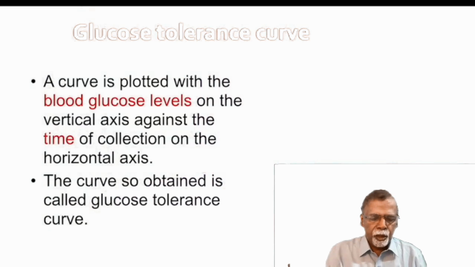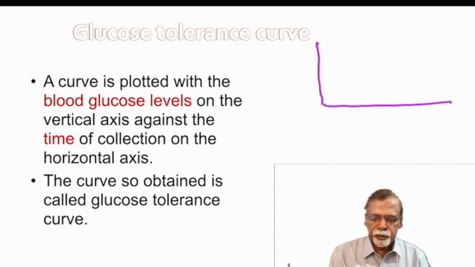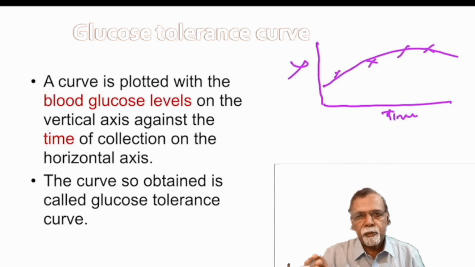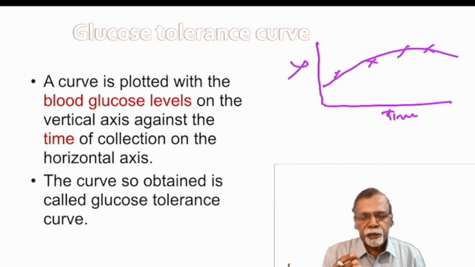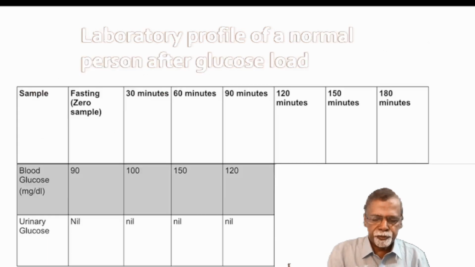Now we can chart this as a graph, and this is called the glucose tolerance curve. The curve is plotted with the blood sugar on the vertical axis and the time on the x-axis. So the y-axis is the glucose in milligrams and the x-axis is the time. You plot these values and you get a curve. That curve is called the glucose tolerance curve. Hope it is clear to you. That is, the values are plotted as a graph.